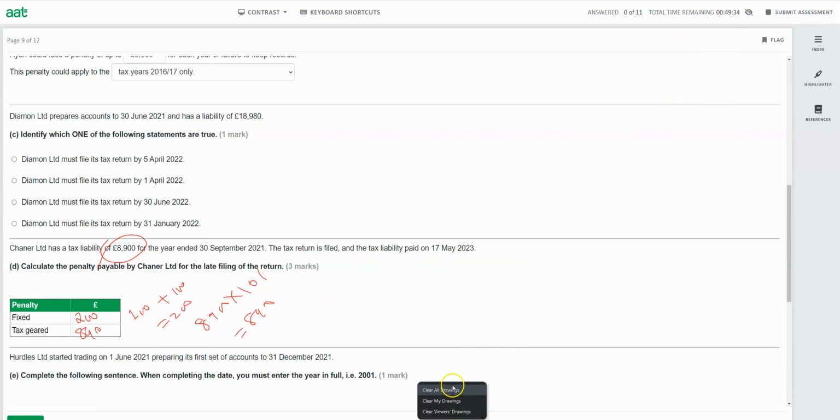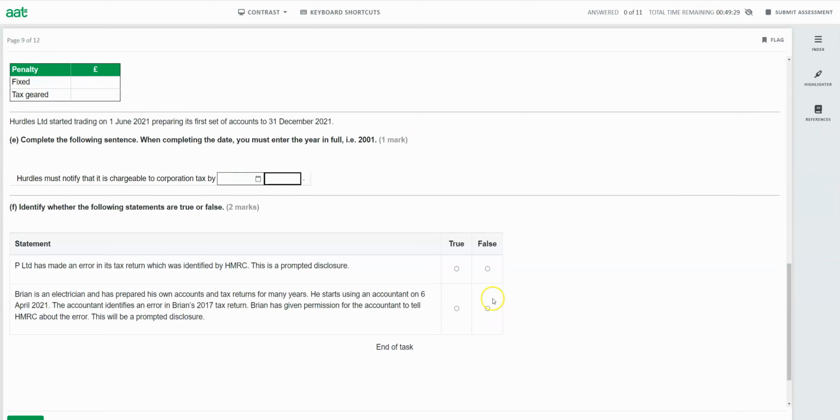Okay, let's move to the next one. The next one we have here, H Limited started trading on 1st June 2021, preparing its first set of account to 31st December 2021. So June to December. Okay, so it's 7 months from 1st of June. Complete the following sentence. When completing your date, you must enter the full. So H Limited must notify it is chargeable to corporation tax by.